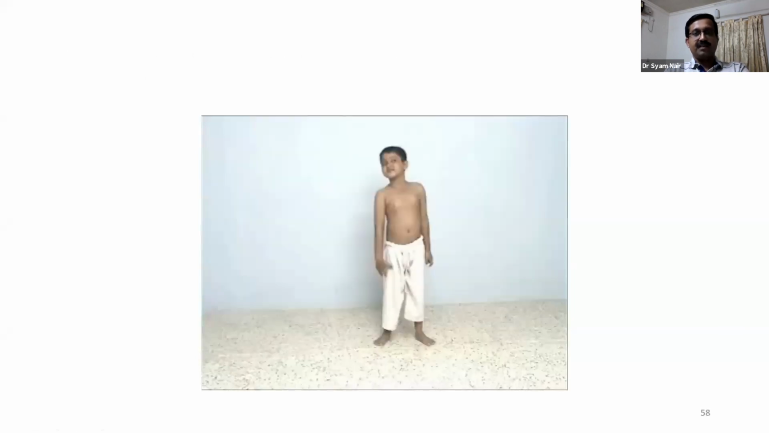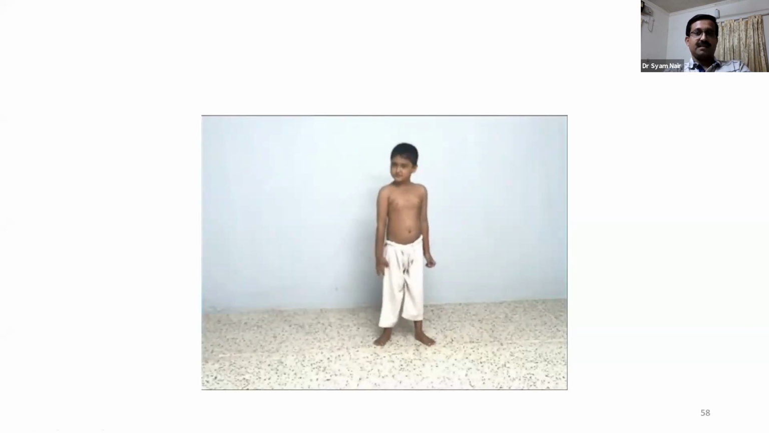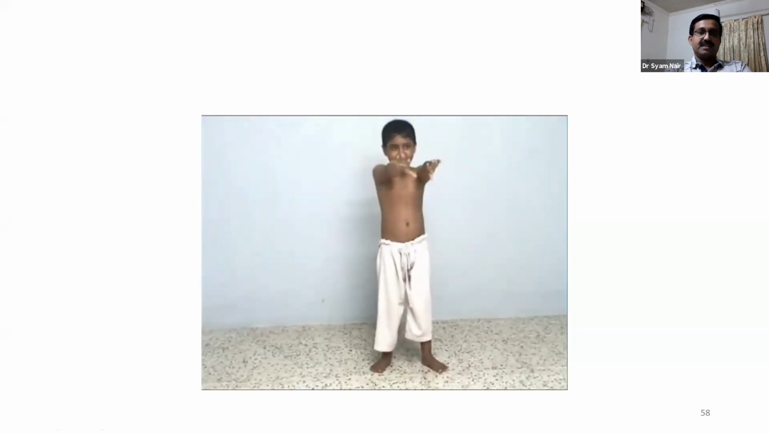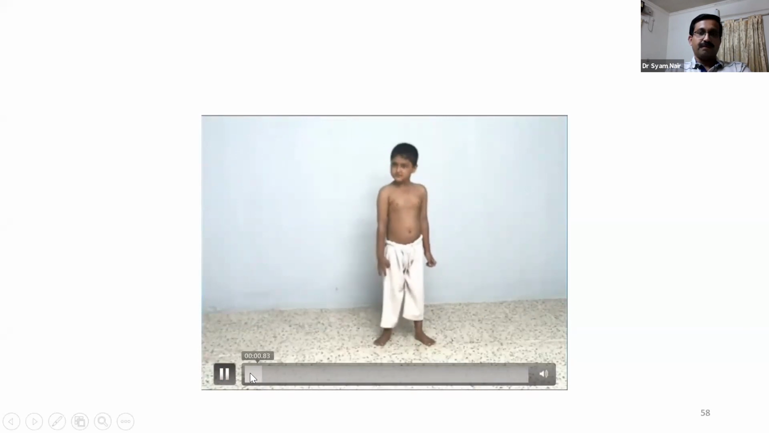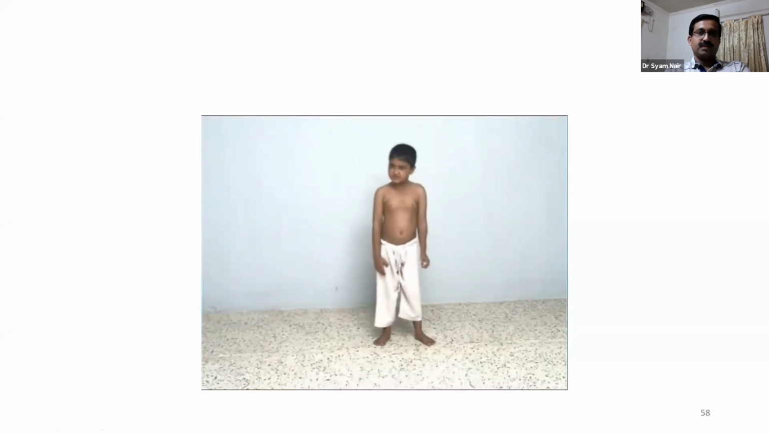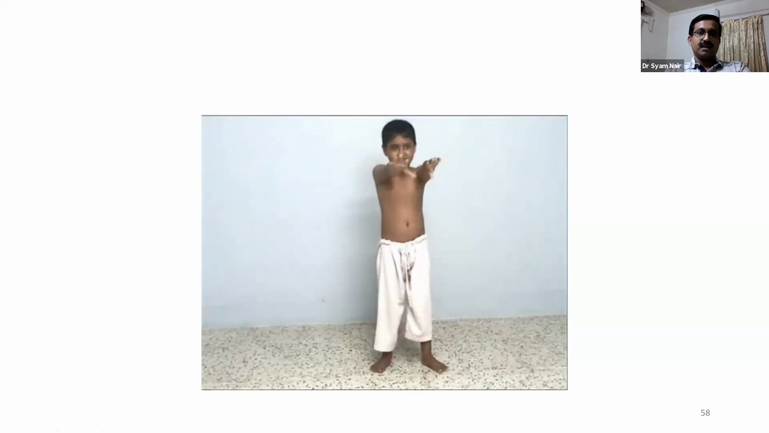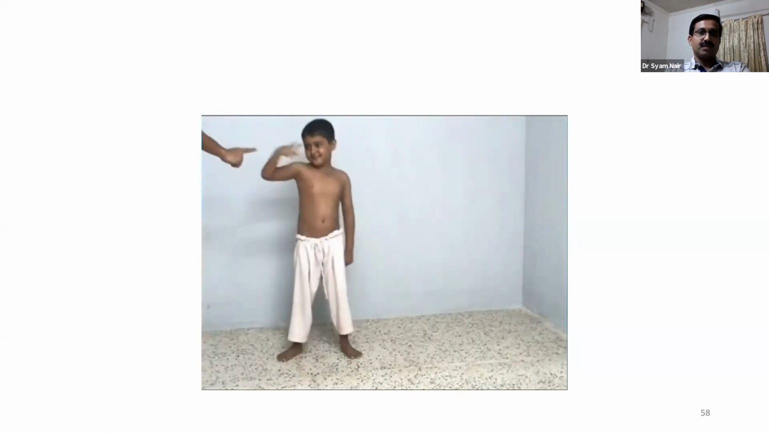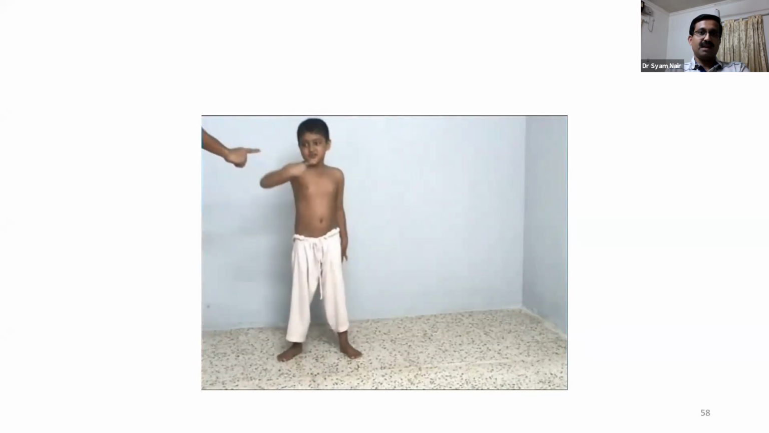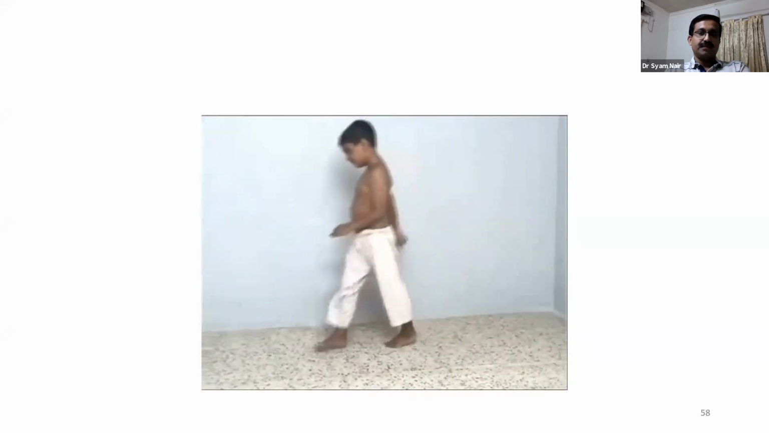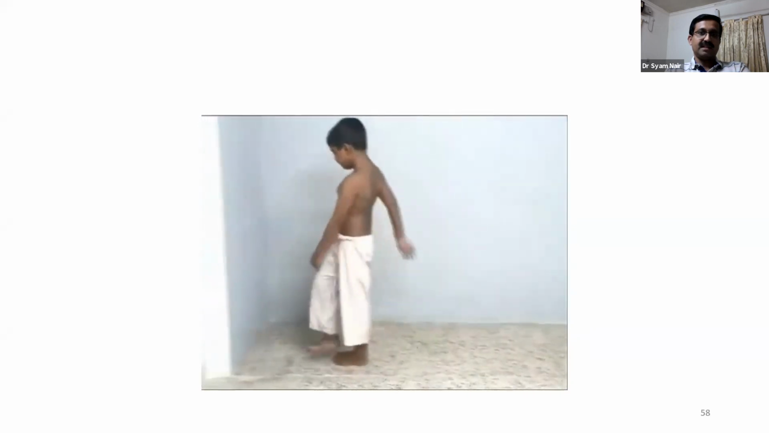So this is a child, and you can see that it is not only ataxia, there is something else also which is present in this child. It's a little old video. This child has a typical chorea. So this child has choreiform movements, and he is also ataxic. You can see that he is standing with a wide base. He's having a highly ataxic gait.